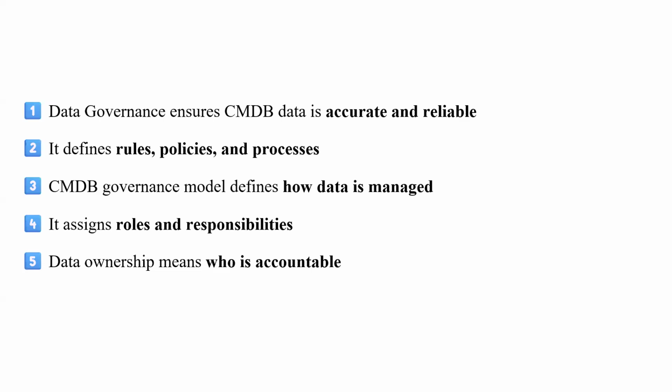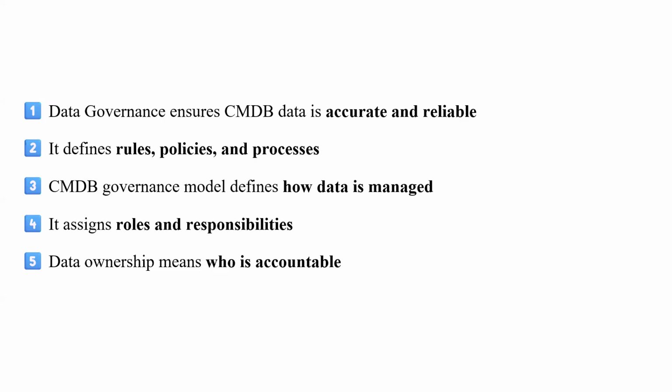Second one is it defines rules, policies, and processes. So data governance defines how data should be created, updated, and maintained. For example, mandatory fields must be filled and duplicate CI records should not be created.